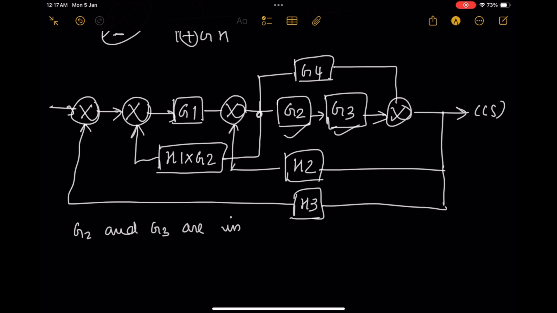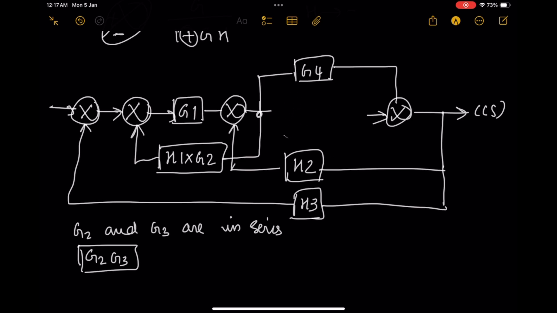So the answer will be: if the blocks are in series, we multiply them together. So it will be G2, G3 in a single box. And that particular box, I am drawing it here. If you are writing in a notebook, you have to do it again. G2, G3, I'm putting it in a box. I'm replacing the series with a single box.